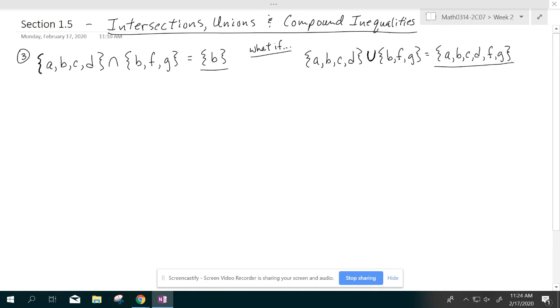And I want you to notice that these two sets both contain the letter B. So if I write B in the union, that takes care of both of those. You don't have to write B twice. You just basically put them all together. And if something appears repeatedly, you don't have to repeat it.